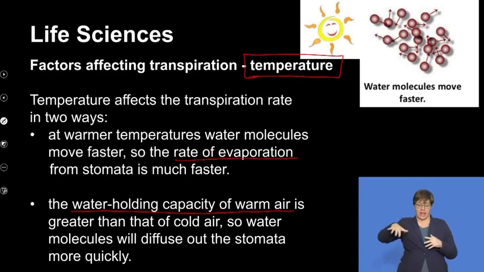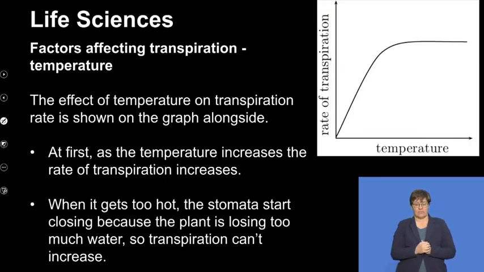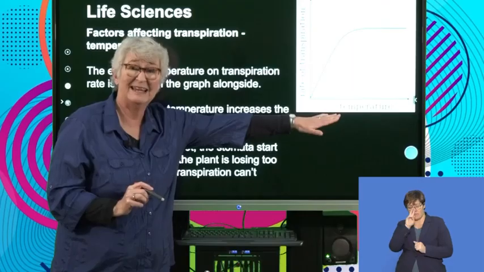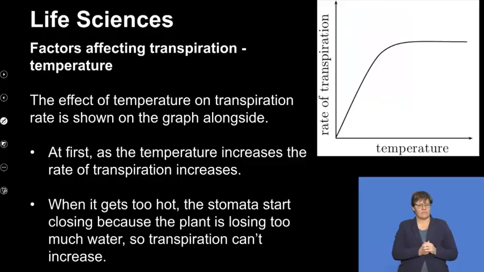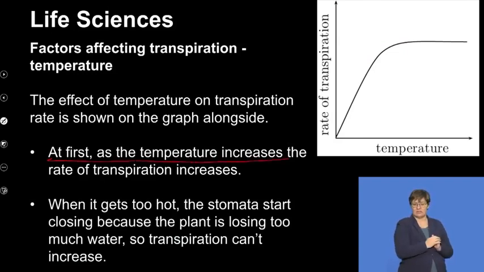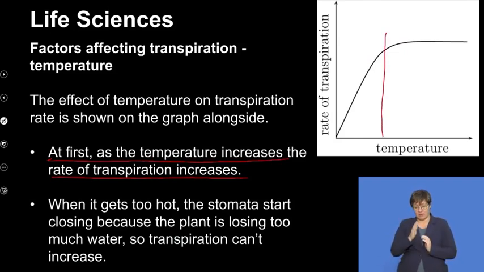Now, if we use a potometer and actually measure how much water is lost at different temperatures, and we plot it on a graph, we end up with something like this. And this is what we're going to have a look at now. Why does this graph look like it does? Okay, so first of all, as the temperature increases, the rate of transpiration increases, and that's here. Okay, there's your temperature getting greater, and what's happening to your rate of transpiration? It is increasing.